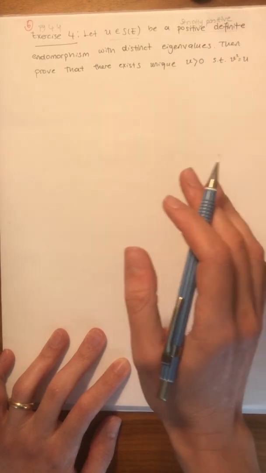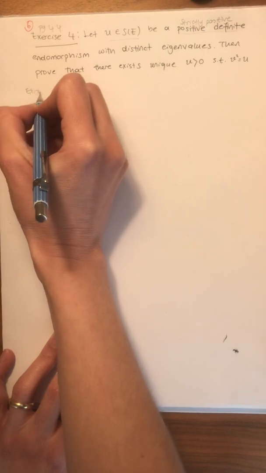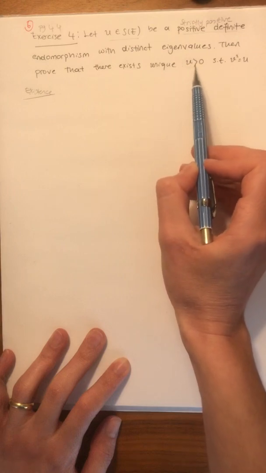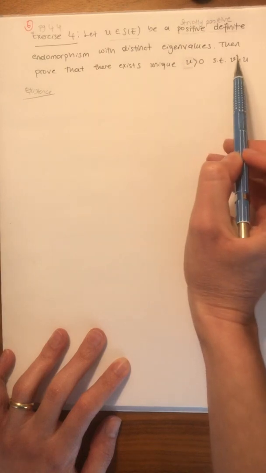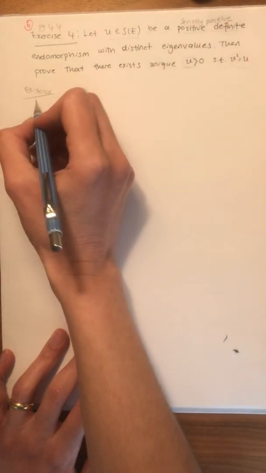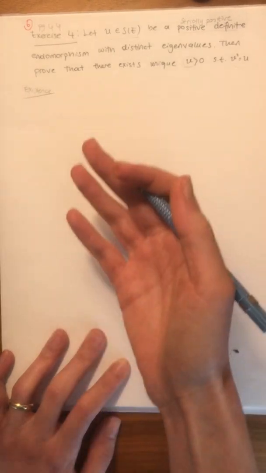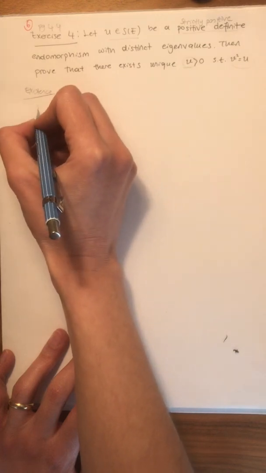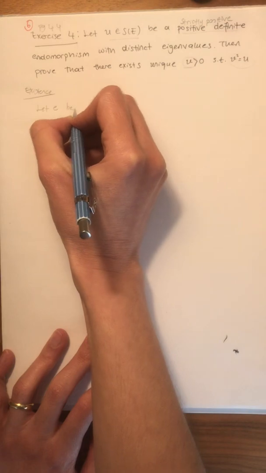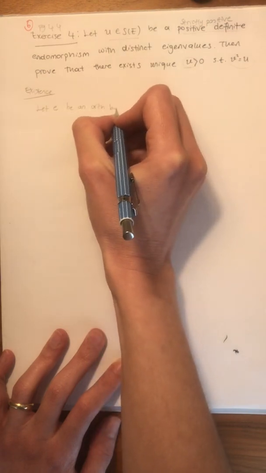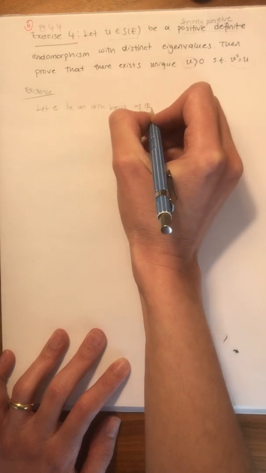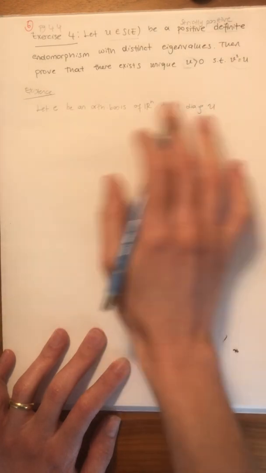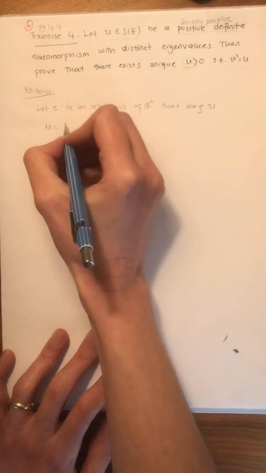So, okay, to show the existence of a symmetric positive definite endomorphism V, whose square is U, by section 4 we may suppose that there exists an orthonormal basis which diagonalizes U. So that means let E be an orthonormal basis of R^n that diagonalizes U. And I want to prove the existence by using the matrix representation.